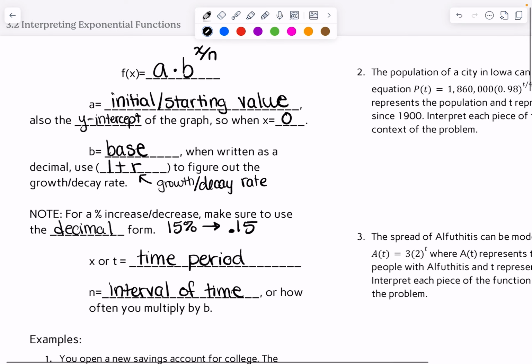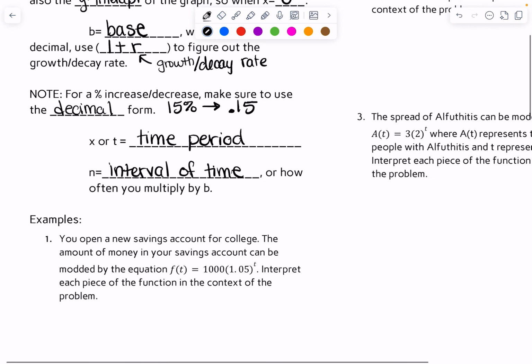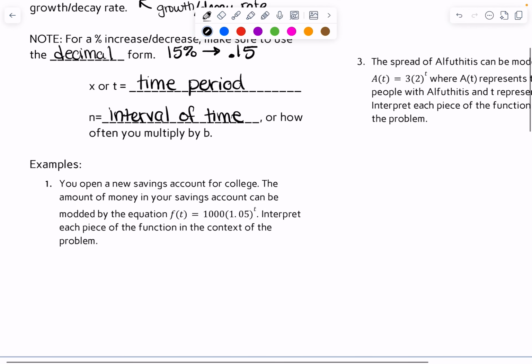Let's look at a few examples here. You open a new savings account for college. The amount of money in your savings account can be modeled by the equation f of t equals 1,000 times 1.05 to the t power. I'm just going to box that equation. I also always like to put a box around it so I just identify what it is. My eyes can easily come back to it.